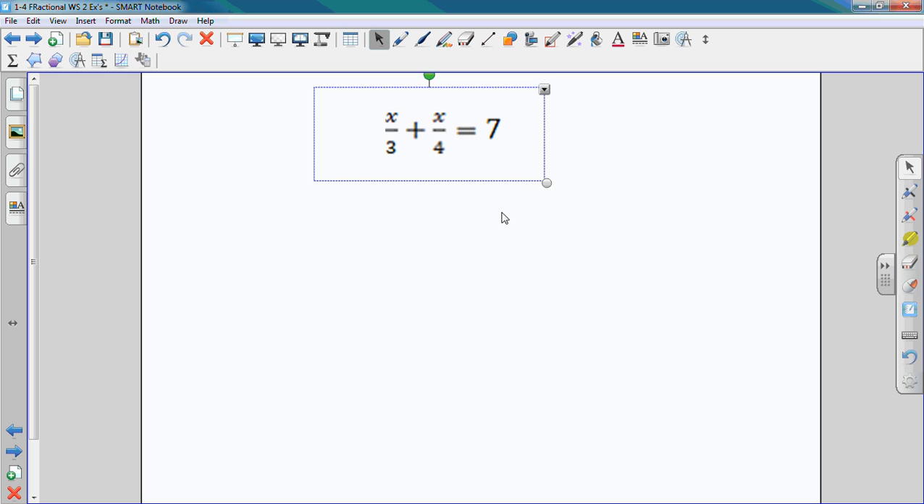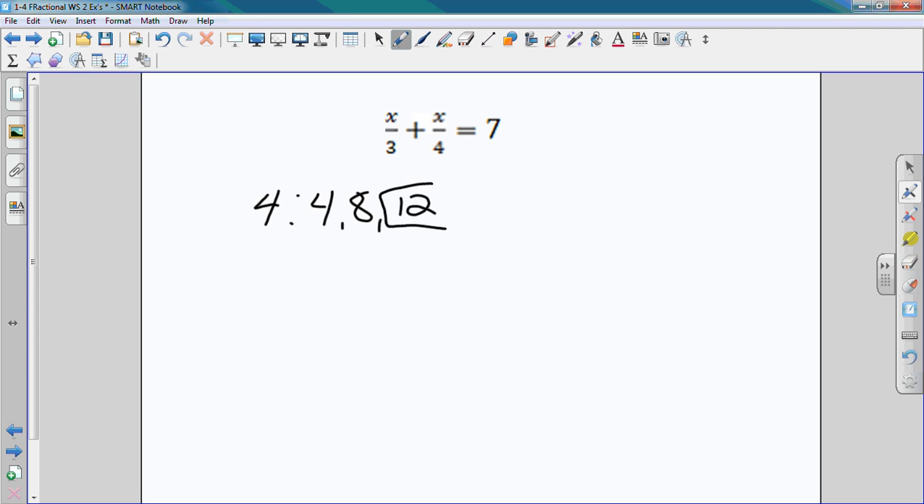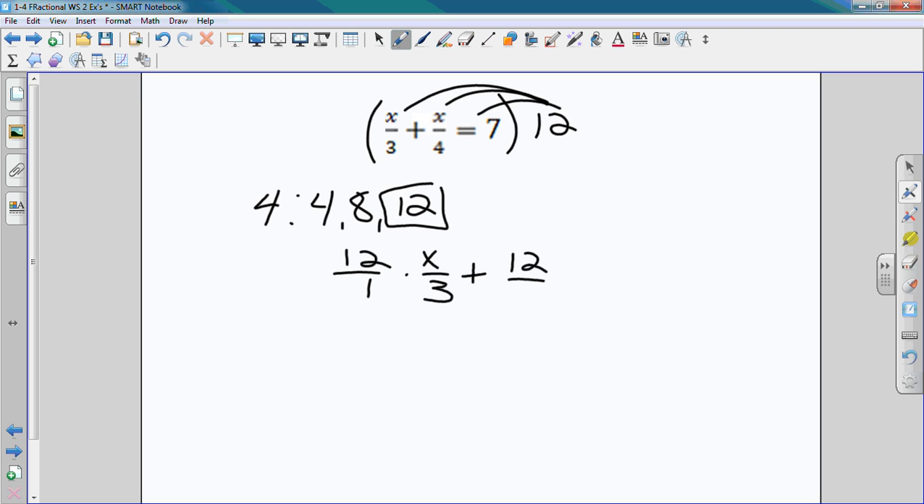3 1/3 and 1/4. Common multiple. I take the largest, write down my multiples. There it is, 12. I'm going to multiply the whole thing by 12. So I have 12 over 1 times x over 3 plus 12 over 1 times x over 4 equals 12 times 7.